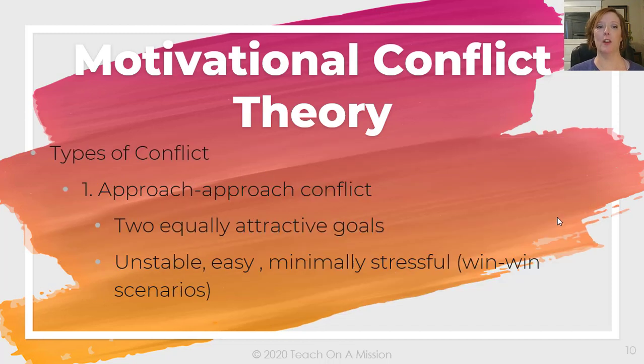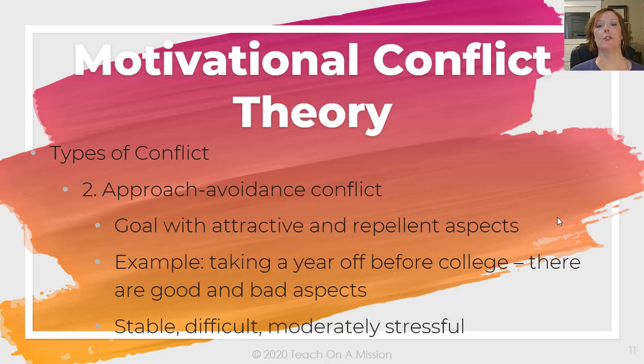So just as a review, we've got 3 different types of motivational conflict according to this theory. There's approach conflict, where there are 2 relatively equally attractive goals. So this is like basically going to Hawaii with your best friend or going to Hawaii with your favorite family member. They're both really great choices, and they're both win-win. I mean, you can't lose by either of these choices. These typically are more minimally stressful, and they don't typically stay a conflict for very long, so they're unstable. They're easy to resolve.